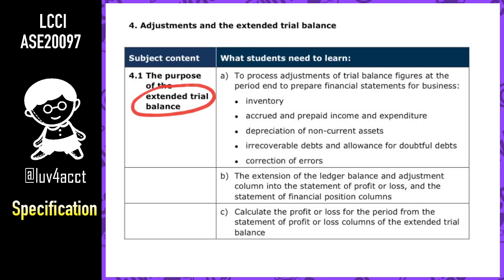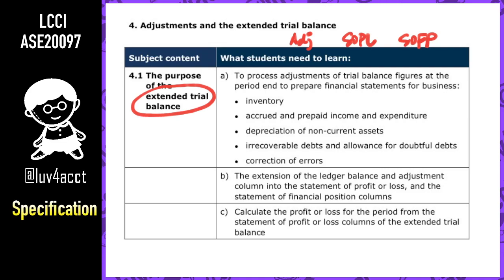We can say, if we have 2 columns in the trial balance, then we will have 6 more columns. For what 6 columns? 2 for adjustments, 2 for statement of profit and loss, and 2 more for SOFP, statement of financial position.